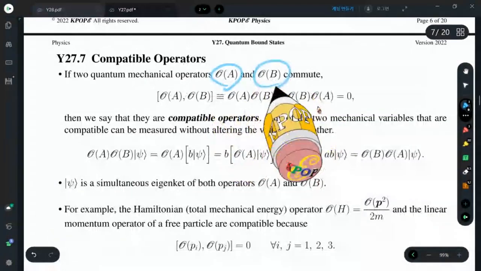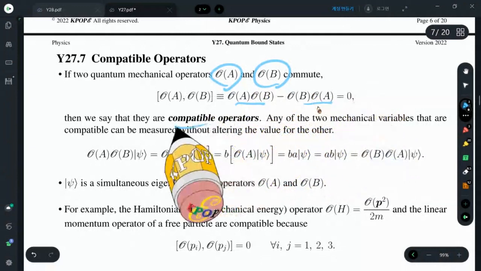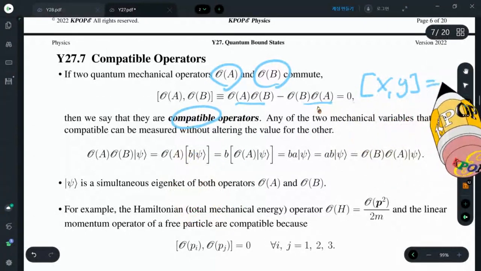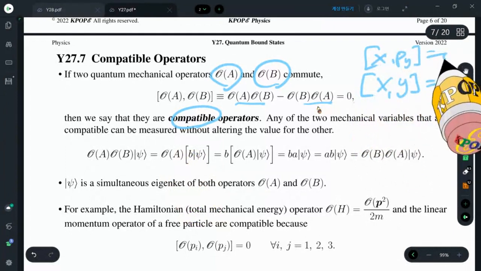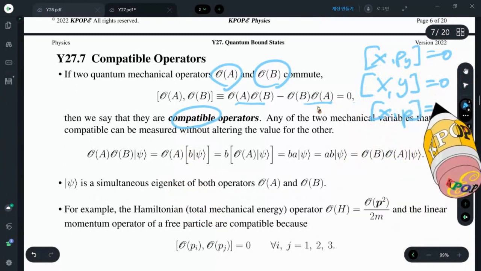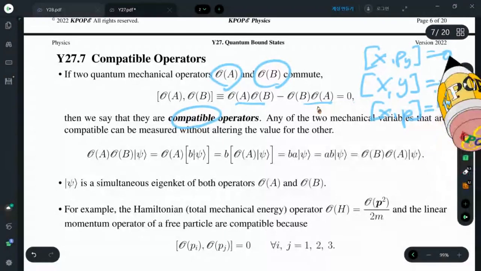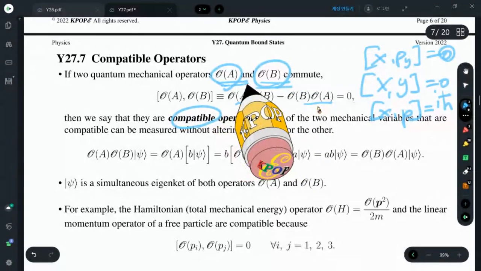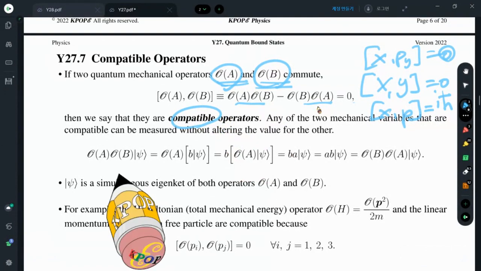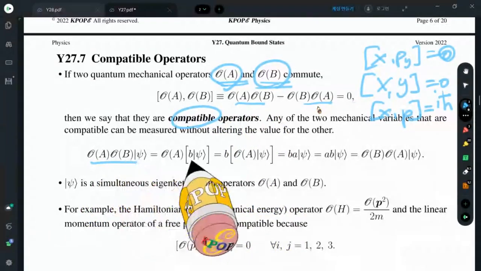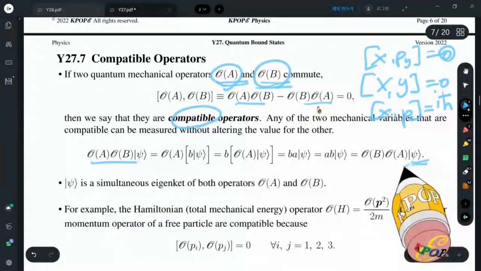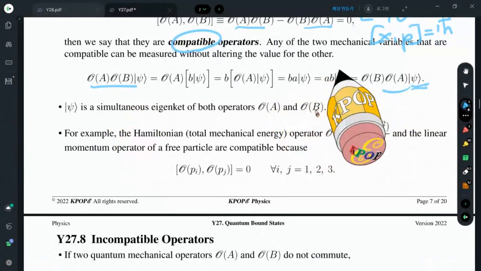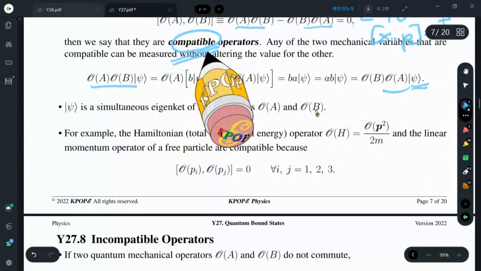If there are two physical measurables whose commutator is zero, then we say they are compatible. As we know, the commutator of x and y is 0, and of x and py equals 0. However, the commutator of x and p is not equal to 0, but i h-bar, something like that. If the commutator is 0, then these two measurements can be done with extreme accuracy. That means whether we measure A or B, the state doesn't change. It remains the same state, and the measurement will give the same value, whether we measure B first or A first. The final result will be the same. It is true for compatible operators.